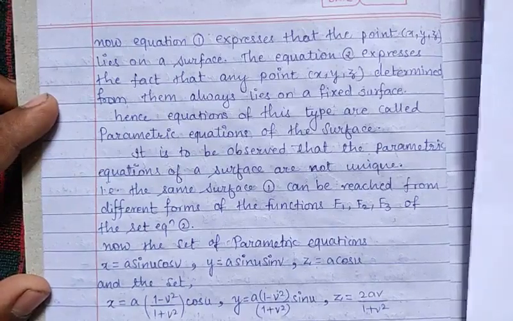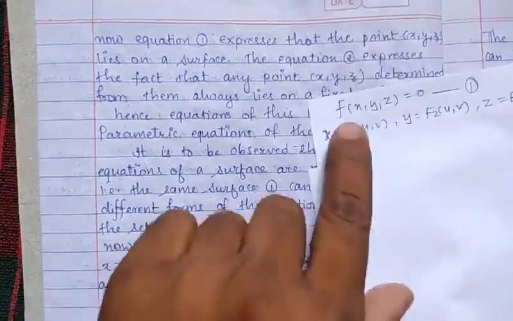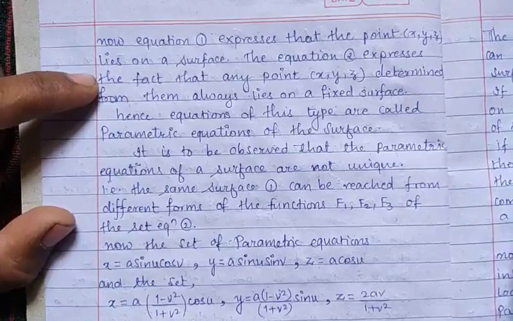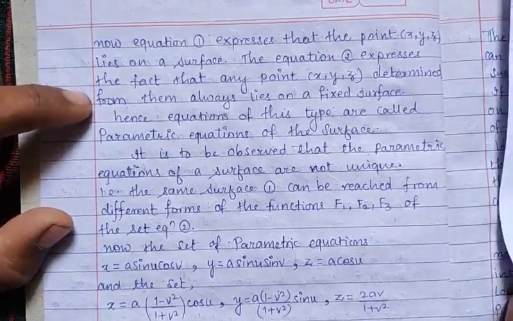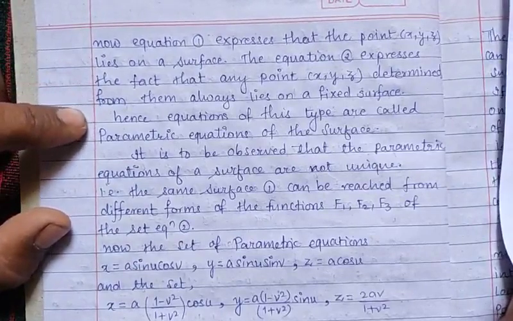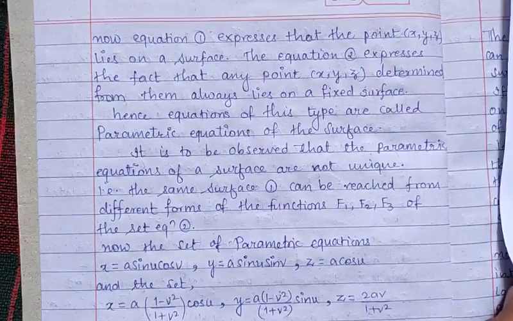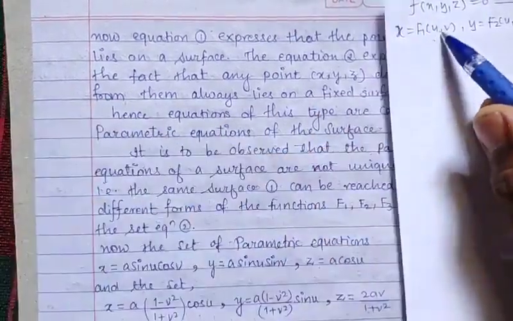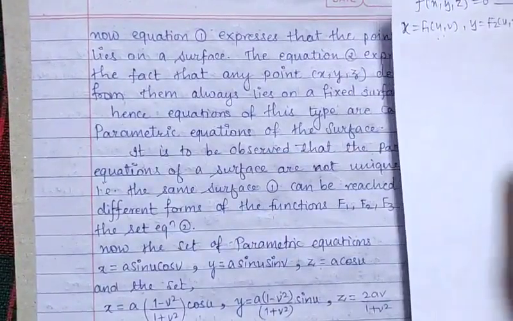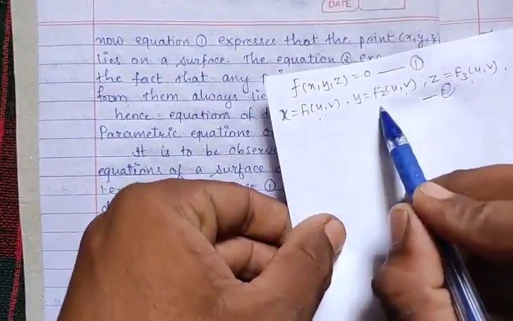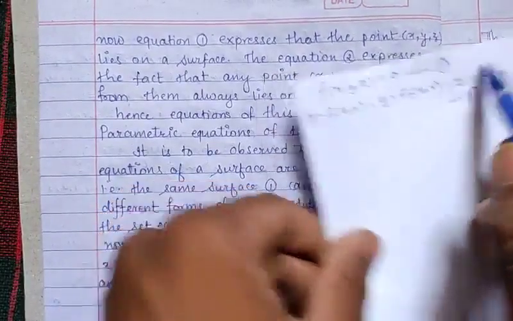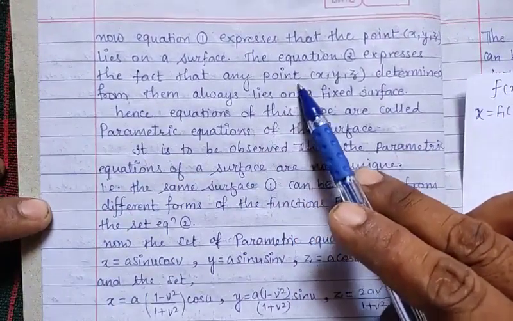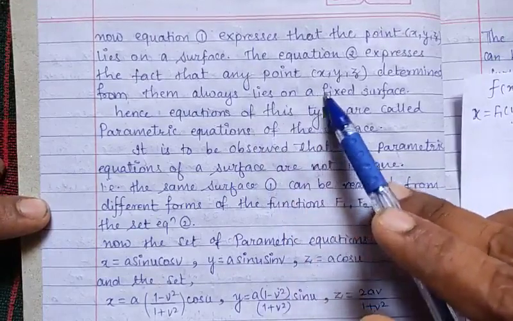Now equation 1 expresses that the point xyz lies on the surface. So equation 2 expresses the fact that any point xyz determined from them always lies on a fixed surface. Equation 2 is: x is a function of u, v; y is a function of u, v; and z is a function of u, v.